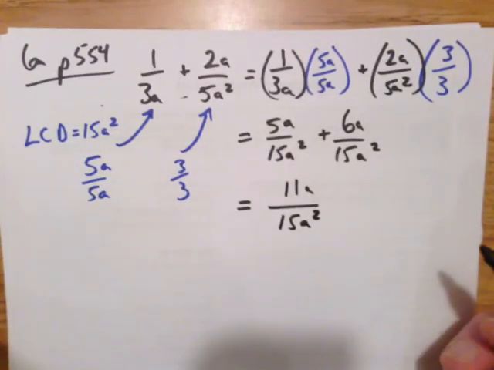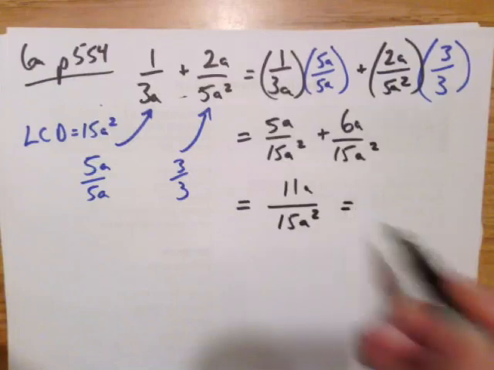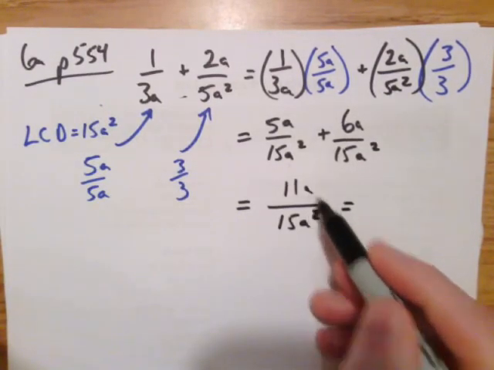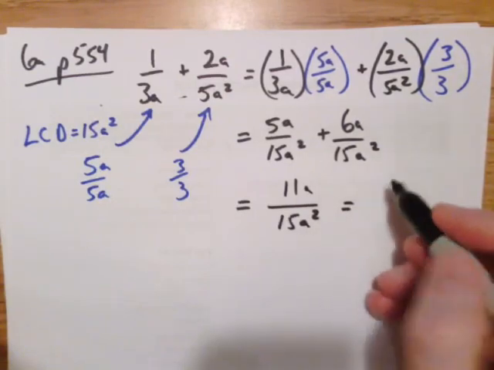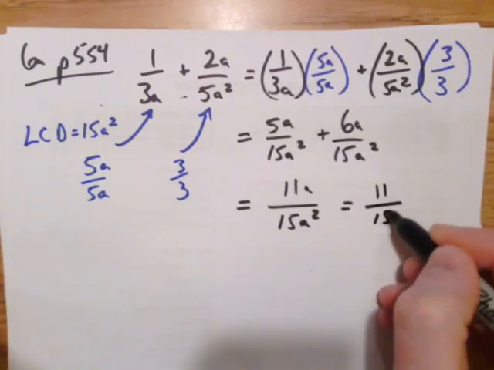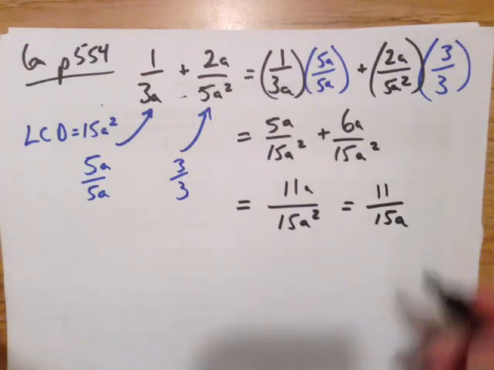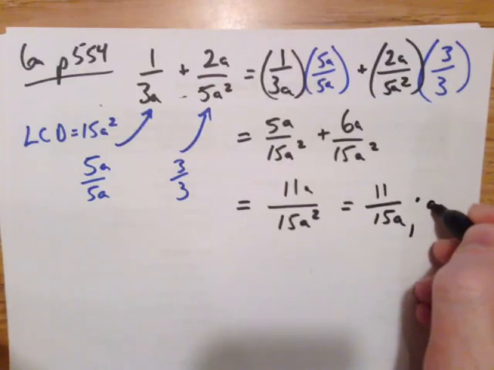Now we can simplify where possible. 11 and 15 have no common factors. You got nothing to cancel there, but you can get rid of this a. A cancels with one of these a's. There's an a left behind. 11 over 15a. I'm going to check, make sure I didn't screw up. I need to do that more regularly because I don't have somebody in class going, that's not what the book says. Oh, it's a good thing I checked too because I forgot to list my non-permissible.